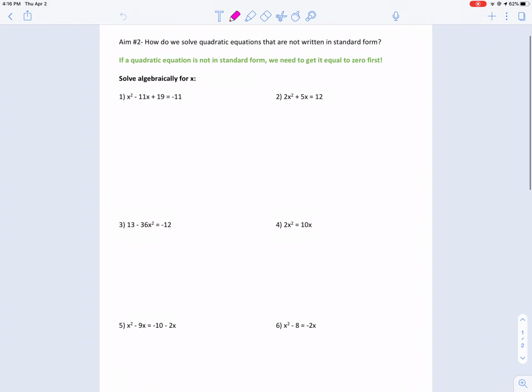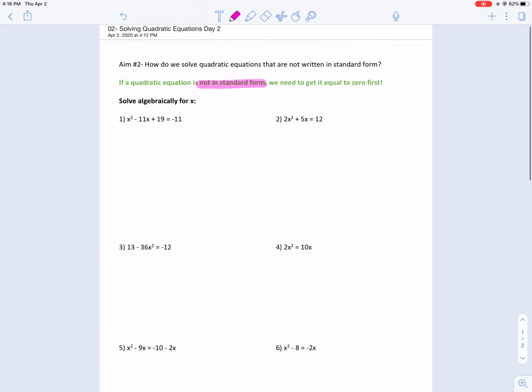Hi everybody, we're back with our second aim in this next topic, solving quadratic equations. And the only difference today, it's pretty much exactly like yesterday. The only difference today is that your equations are not, be careful, they're not going to be in standard form. So if they're not in standard form, it means we need to get them into standard form. And remember, standard form of a quadratic equation looks like this: ax squared plus bx plus c equals 0. So whatever it's equal to, you want it to be equal to 0.